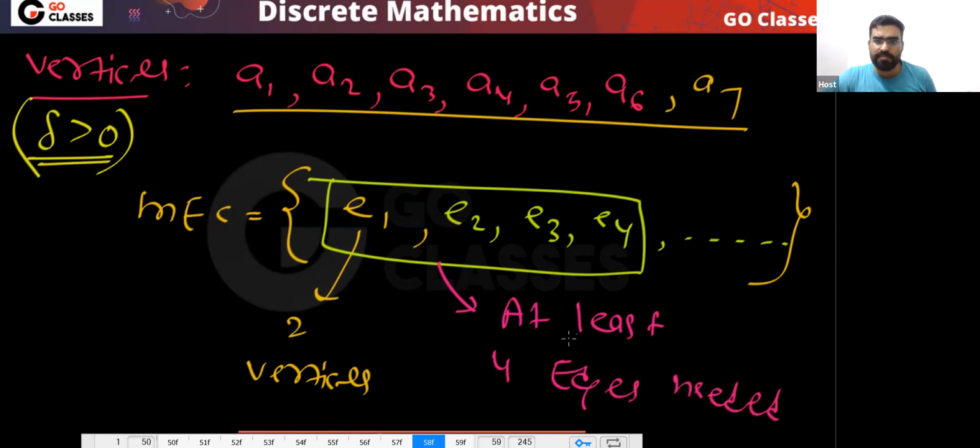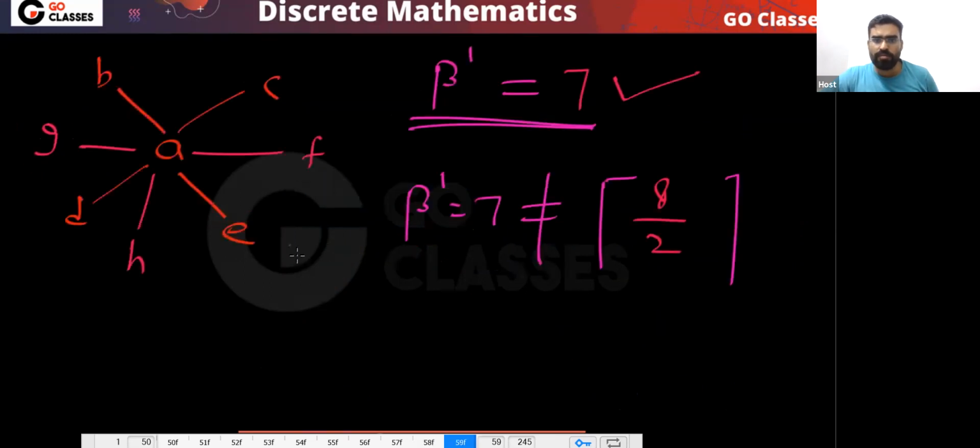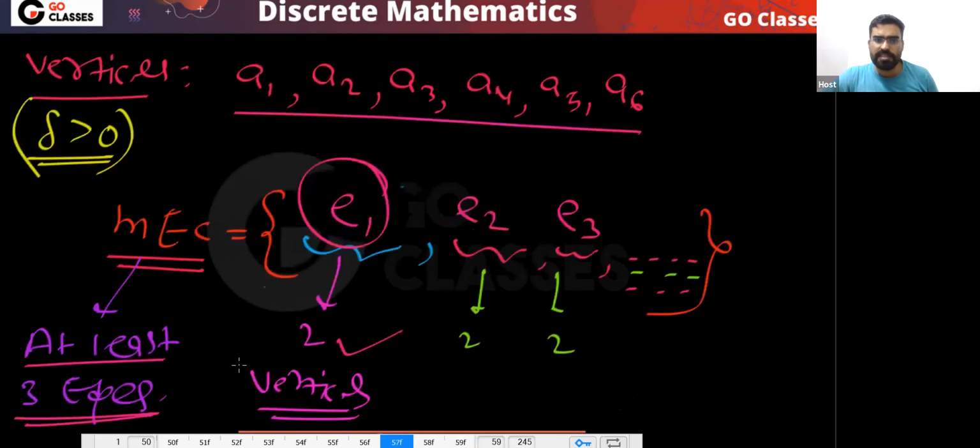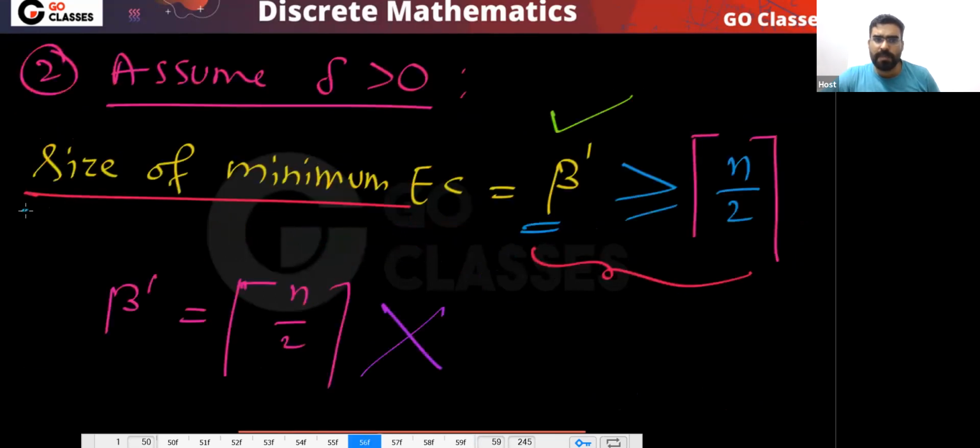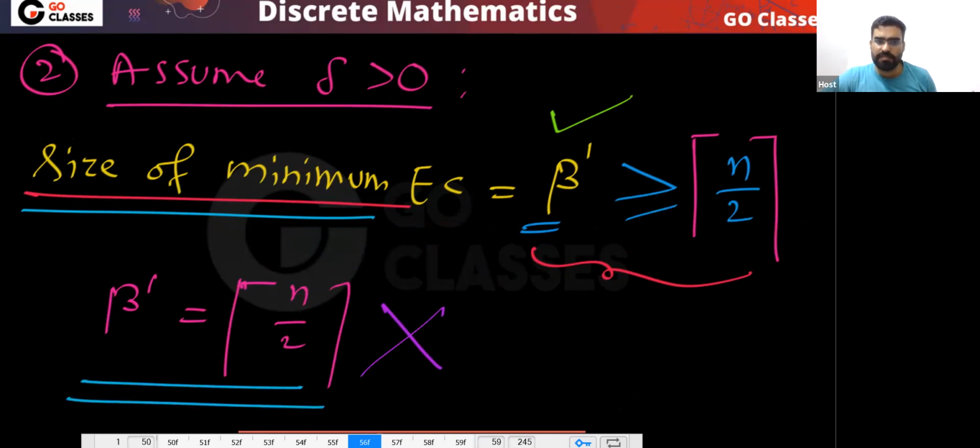This is only at least, because there can be more. You may need more. Is this statement clear? Very simple statement. The size of the minimum edge cover will be greater than or equal to ⌈n/2⌉. But if this is equal to ⌈n/2⌉, no. This is greater than or equal to ⌈n/2⌉. Only this we can say. We cannot say equality.